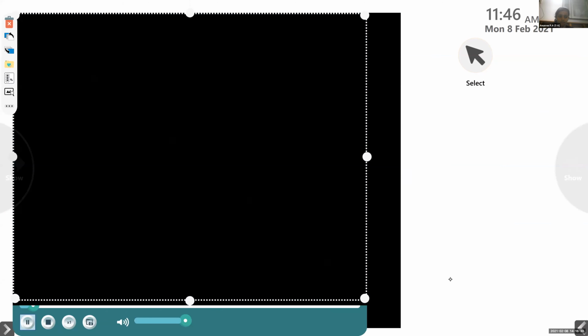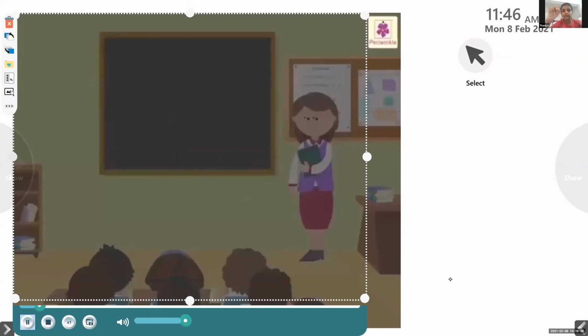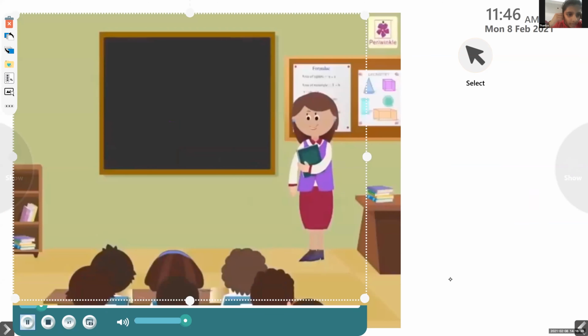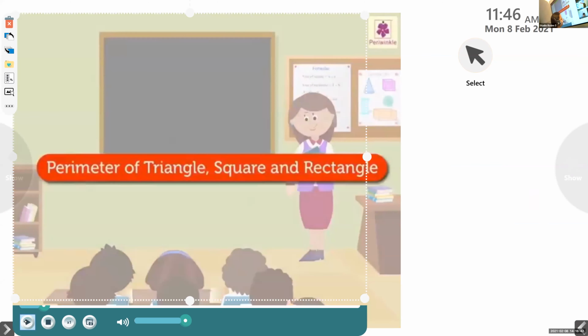Perimeter of triangle, square, and rectangle. Today, let's revise how to find perimeter. Children, can you hear the sound? Yes, ma'am. Okay, so mute your audio and listen carefully. Ma'am, the sound is being stuck.